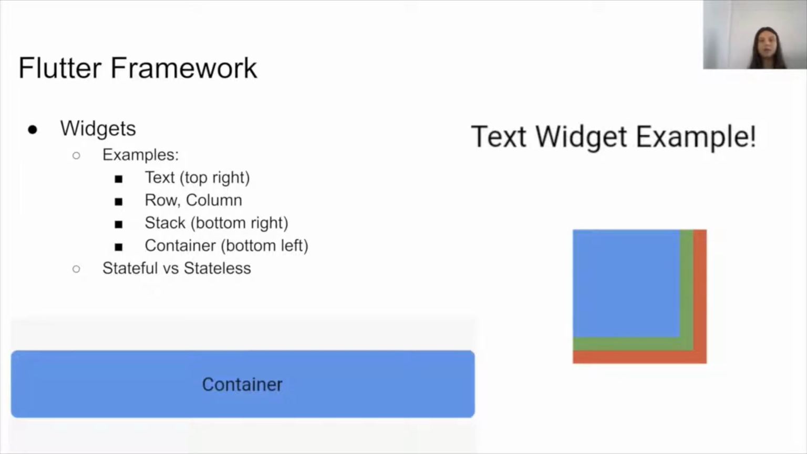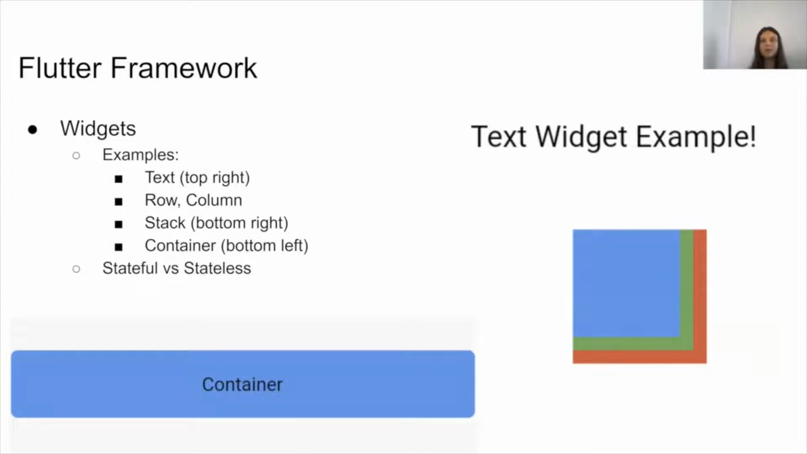Text widgets allow strings of text to be displayed. Row and column widgets are used to create flexible layouts. Stack widgets allow a list of widgets to overlap each other when being displayed. Container widgets allow child widgets to be decorated. For example, container widgets can be used to add a background or border to a child widget.